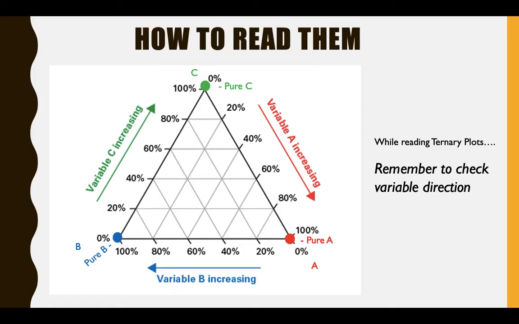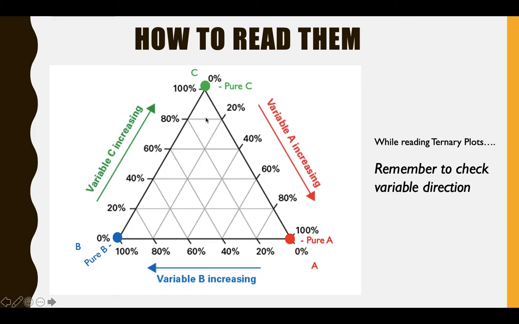So now we're going to discuss how to read them. This is very important because in some scenarios, reading a ternary plot can be a little difficult, but once you understand it, it can be fairly simple. So each of these points are a variable, and let's say this A is point A, B is variable B, and green C is variable C. As you can see at variable C in this green dot, that is pure C. So that means it's 100% of this variable and 0% B and 0% A.